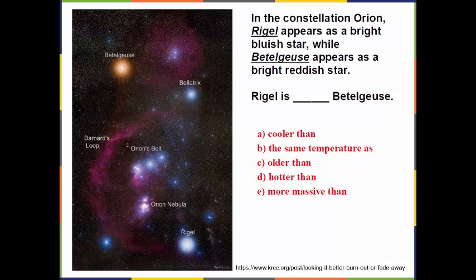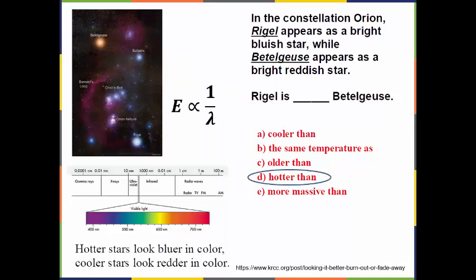So don't forget, the energy is proportional to 1 over the wavelength, and blue has a shorter wavelength than red. So the answer is hotter than. Since Rigel appears bluish, its wavelength is short, so it must be hotter than Betelgeuse.